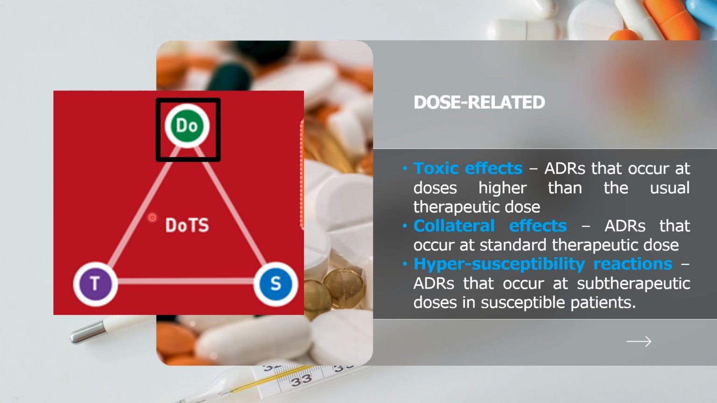When we talk about the DoTS system, the Do means dose related. The toxic effects are the reactions that occur at doses higher than the usual therapeutic dose, while the collateral effects are ADR that occur at standard therapeutic dose. And the last one is hypersusceptibility reactions. The ADR can occur at subtherapeutic doses in a susceptible patient, in certain patients.